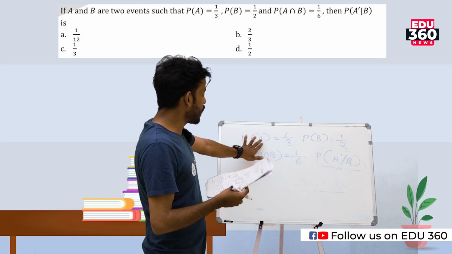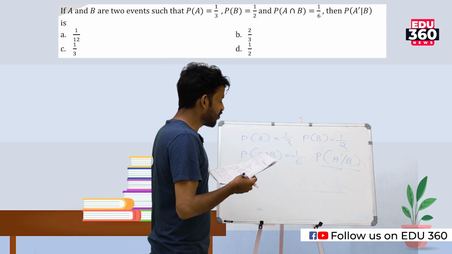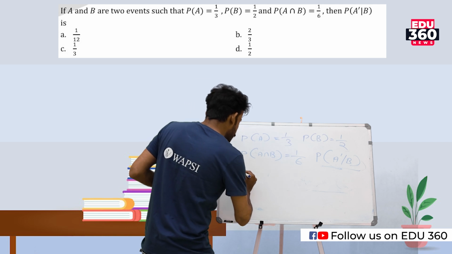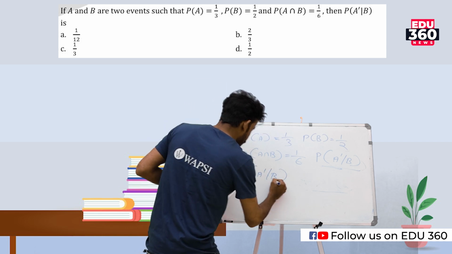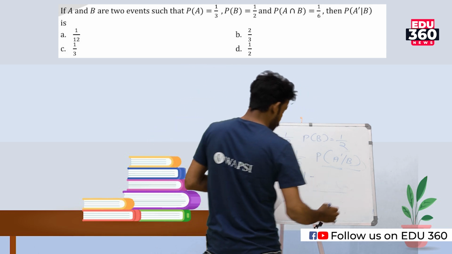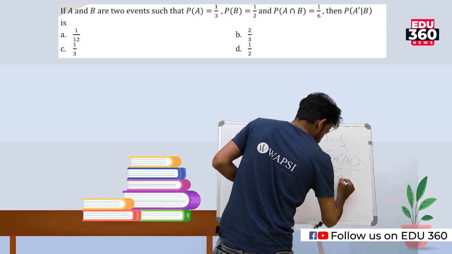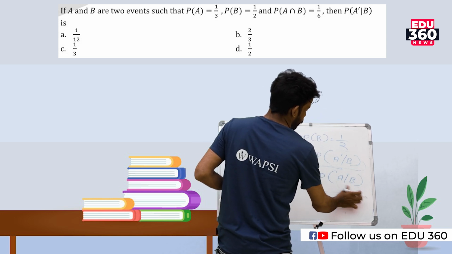So first of all, we can write P of A is equal to 1 by 3 and P of B is equal to 1 by 2 and P of A intersection B is equal to 1 by 6. Okay. And we need to find P of A dash by B. So that is P of A dash by B is equal to 1 minus P of A by B.